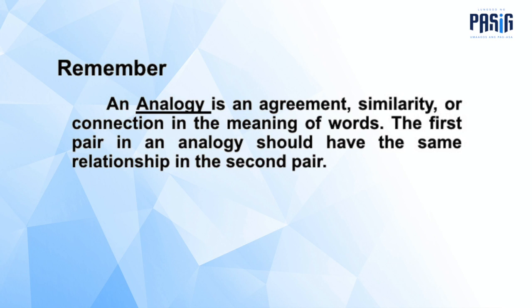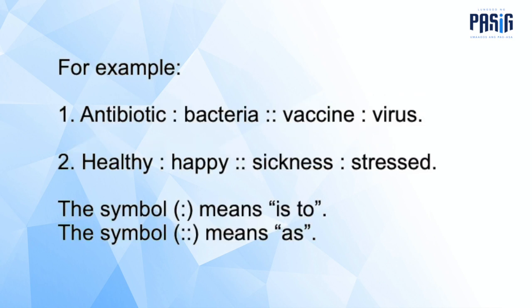Remember that analogy is an agreement, similarity, or connection in the meaning of words. The first pair in analogy should have the same relationship in the second pair. The first example should be read as antibiotic is to bacteria as vaccine is to virus, while the second example should be read as healthy is to happy as sickness is to stressed. The symbol colon means is to, the symbol double colon means as.